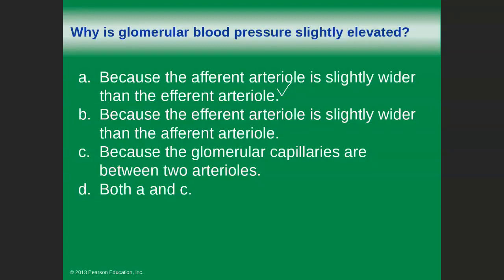This is why your glomerular hydrostatic pressure is 55 millimeters of mercury. In most organs, the hydrostatic pressure is about 25 millimeters of mercury. So both A and C are true.